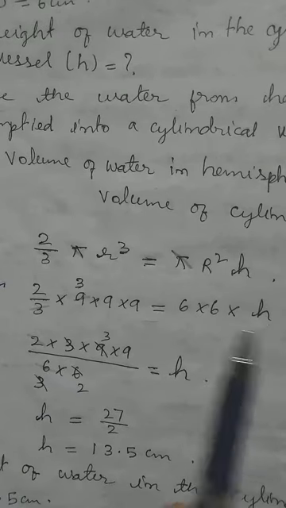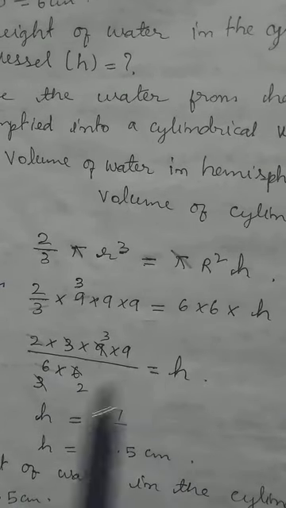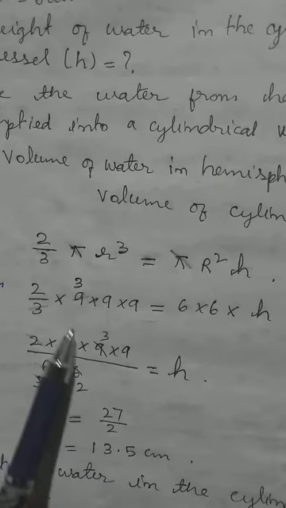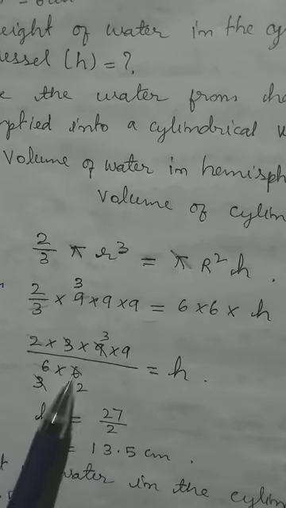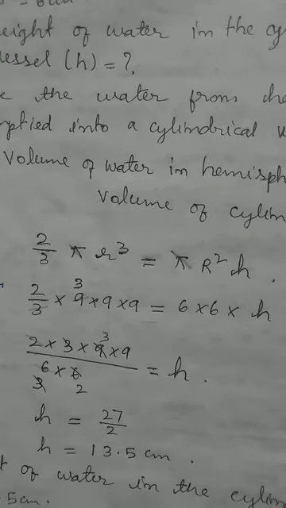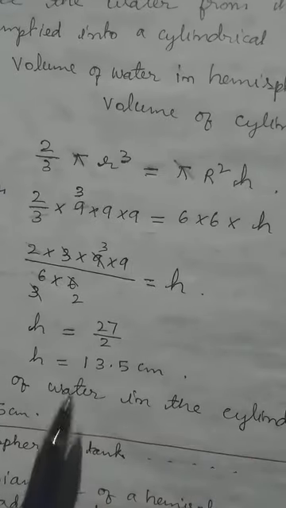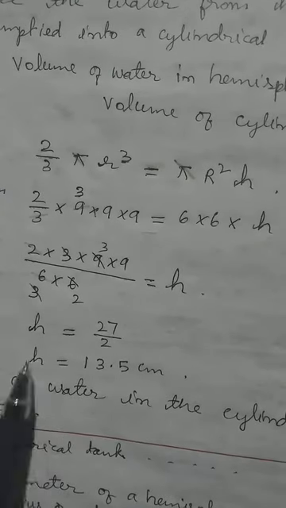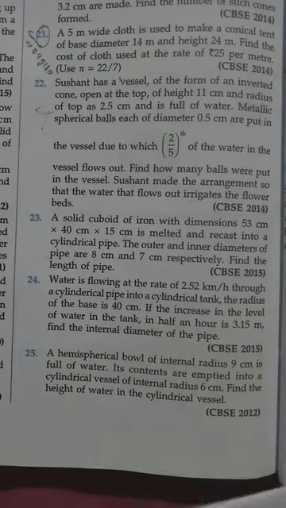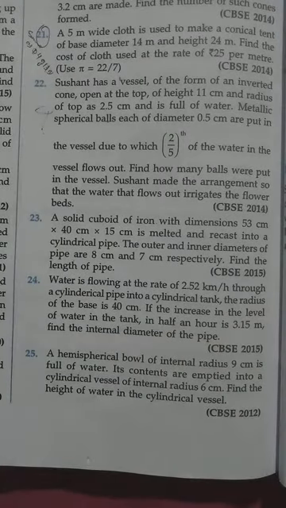Then we want h, so what is multiplied on one side becomes divided on the other side. So 2 divided by 3, the 3 cancels, 3 divided by 2, 3. So 3 into 9 is 27, divided by 2, which is equal to 13.5. So the height of the water in the cylinder will be 13.5. We get what the question wants. Then next we will move on to the next question.